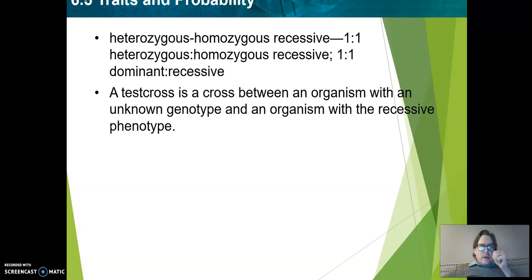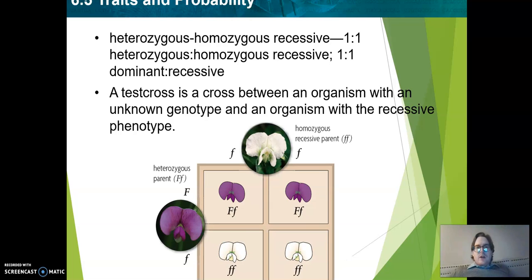All right, as I was saying, a test cross is a cross between an organism with an unknown genotype and an organism with a recessive phenotype. What that means is that if you have an organism that you can't tell if it's homozygous dominant or heterozygous, then the way you can figure it out is by crossbreeding it with a homozygous recessive parent, which you can see is lowercase f, crossed with the heterozygous parent here.